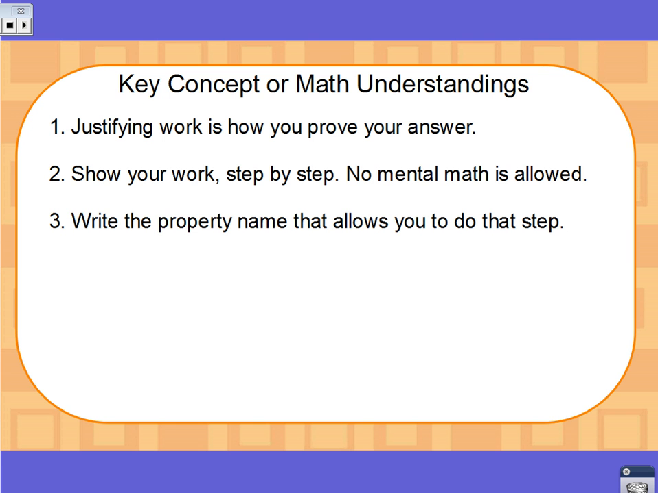Okay, so justifying the work is how you prove your answer. You must show your work step by step. No mental math is allowed. It's probably why they're doing all those simplifying ones, but I think that just takes up more space. And the main thing here, though, is that you write the property name that lets you do that step.